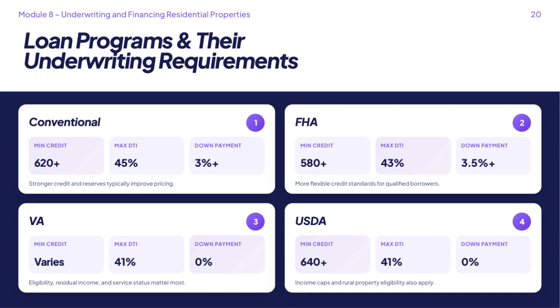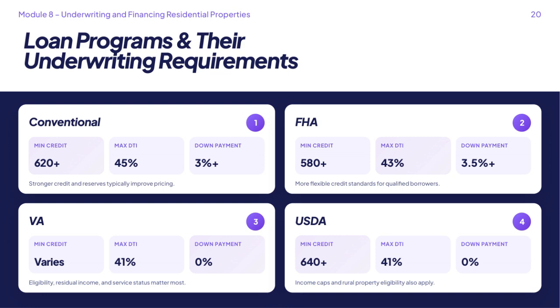Next, VA loans are quite unique. The minimum credit score can vary, but the maximum debt-to-income ratio is 41%, and no down payment is required. For these loans, eligibility criteria, residual income, and service status play a critical role in underwriting decisions.